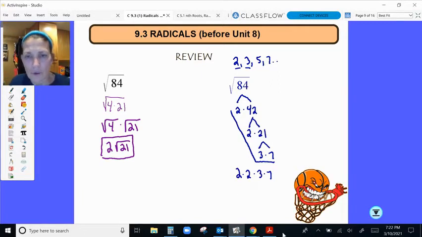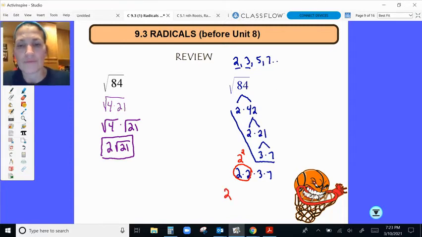It's equivalent to 84. And what I know is that for a square root, this is a pair of 2's. For every pair, I can take the square root because it's the same thing as 2 squared. And what's the square root of 2 squared? It's 2. Know that a square and a square root undo each other, much like addition and subtraction undo each other, and multiplication and division undo each other. So if I have this pair of 2's, I can take that and put it outside my radical.